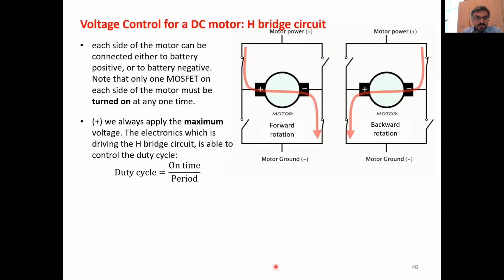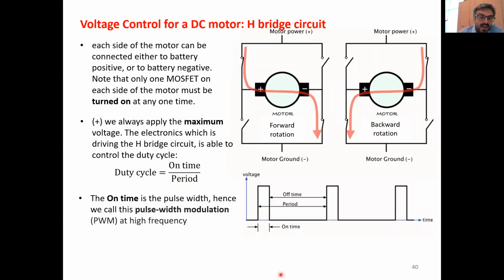And the advantage of an H-bridge circuit, the reason it's so efficient, is that we always apply the maximum voltage, and we work on the duty cycle to apply this voltage not all the time. I mean, what do we apply? We apply the maximum voltage, but not all the time, just a fraction of a period, where a period is a very high frequency square wave.